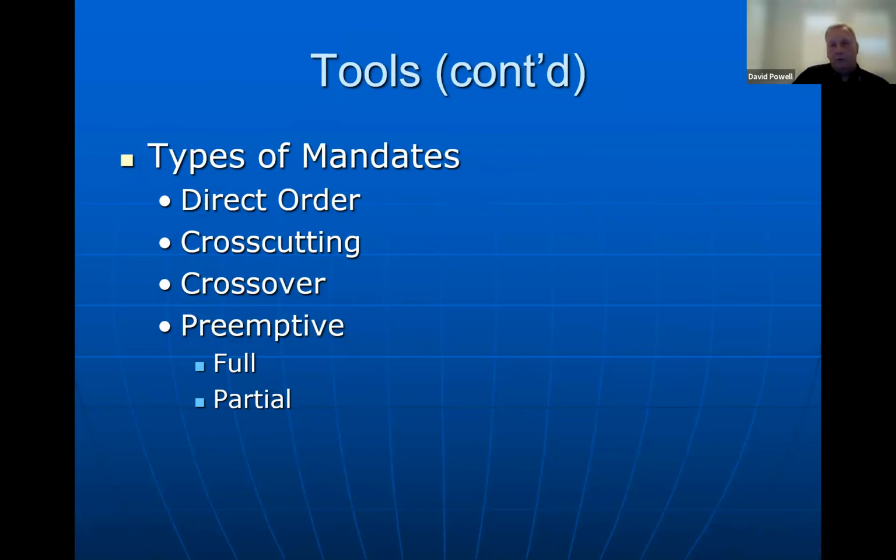Mandates are orders that are given by a parent government to a subnational government. So mandates that flow from Washington, D.C. to Sacramento or to Long Beach, California. Sometimes we have state mandates that flow from Sacramento down to Long Beach. Those are orders coming from a quote-unquote parent government.